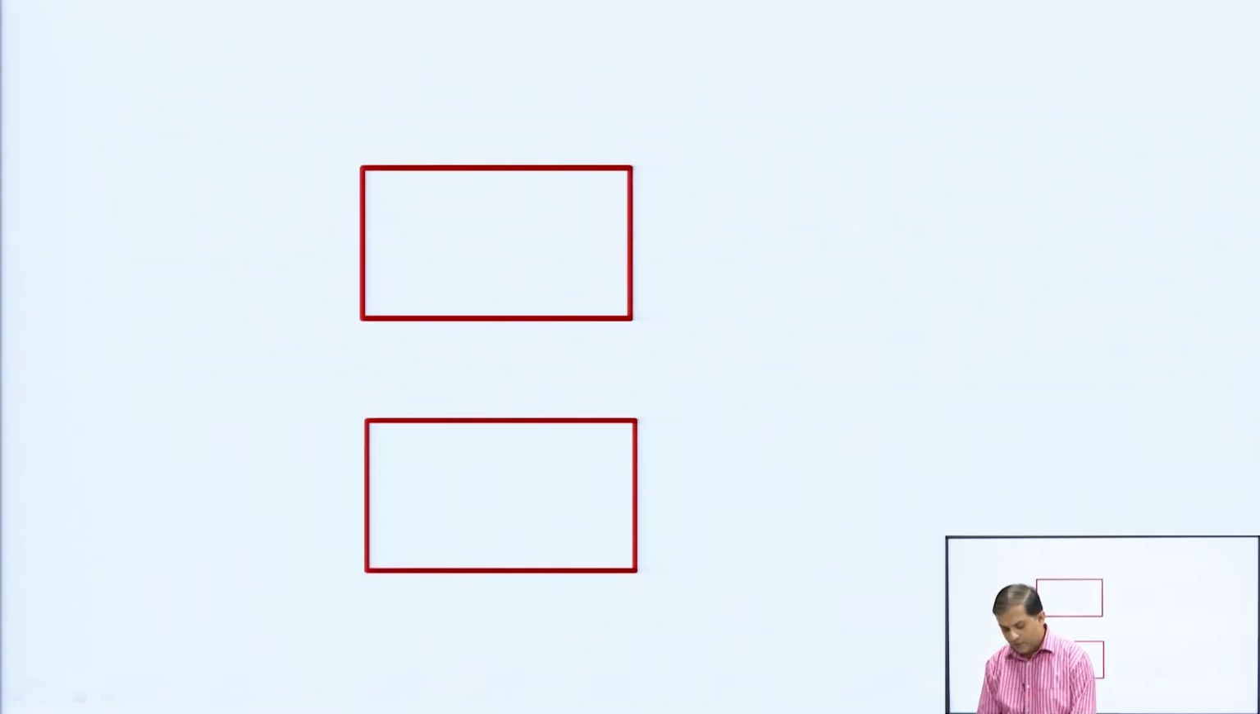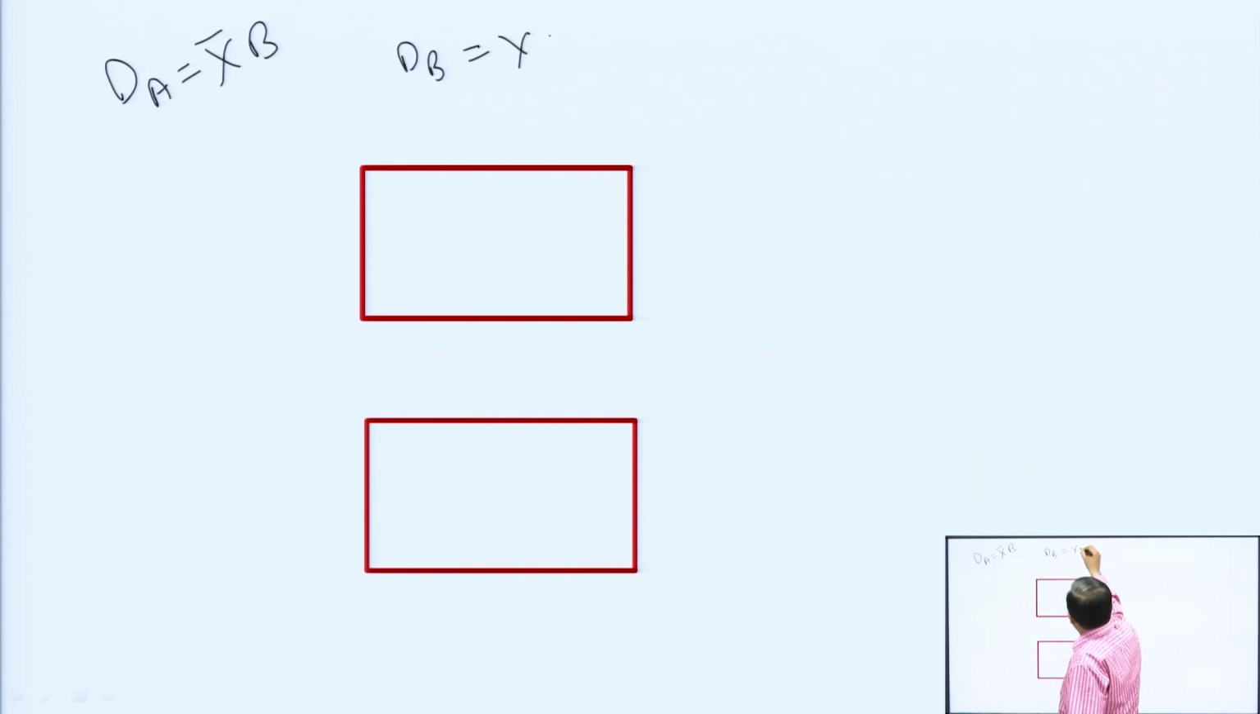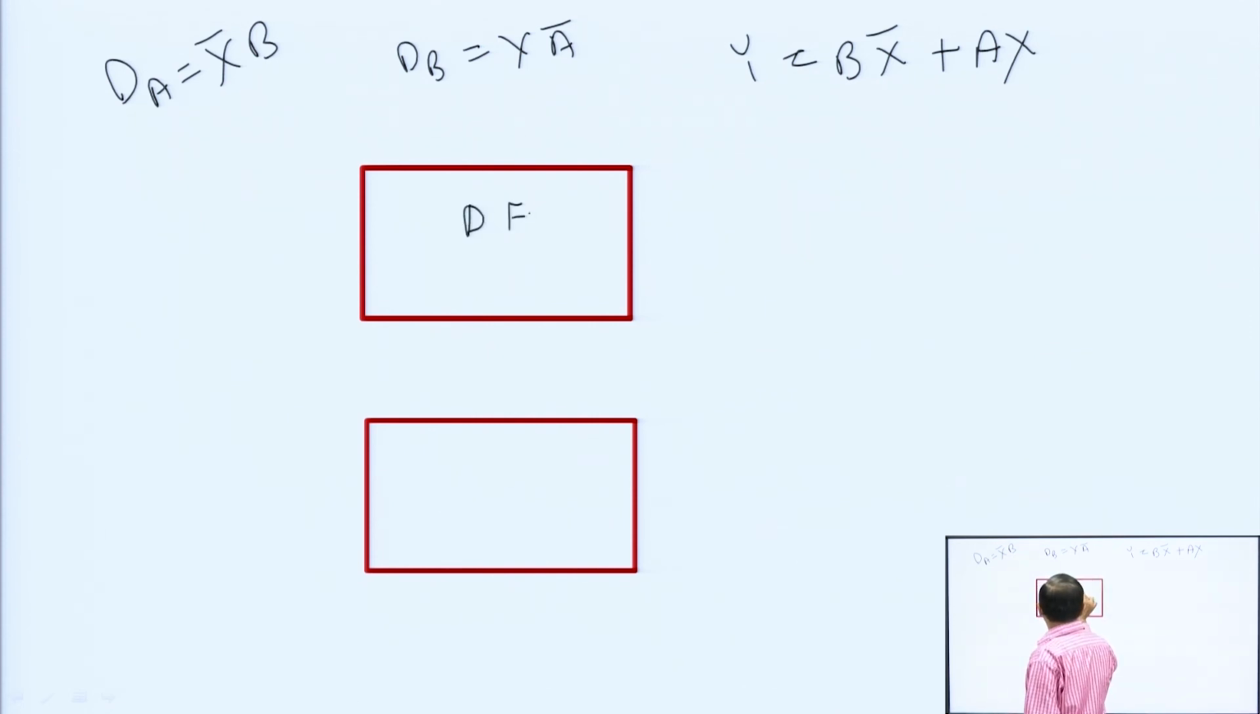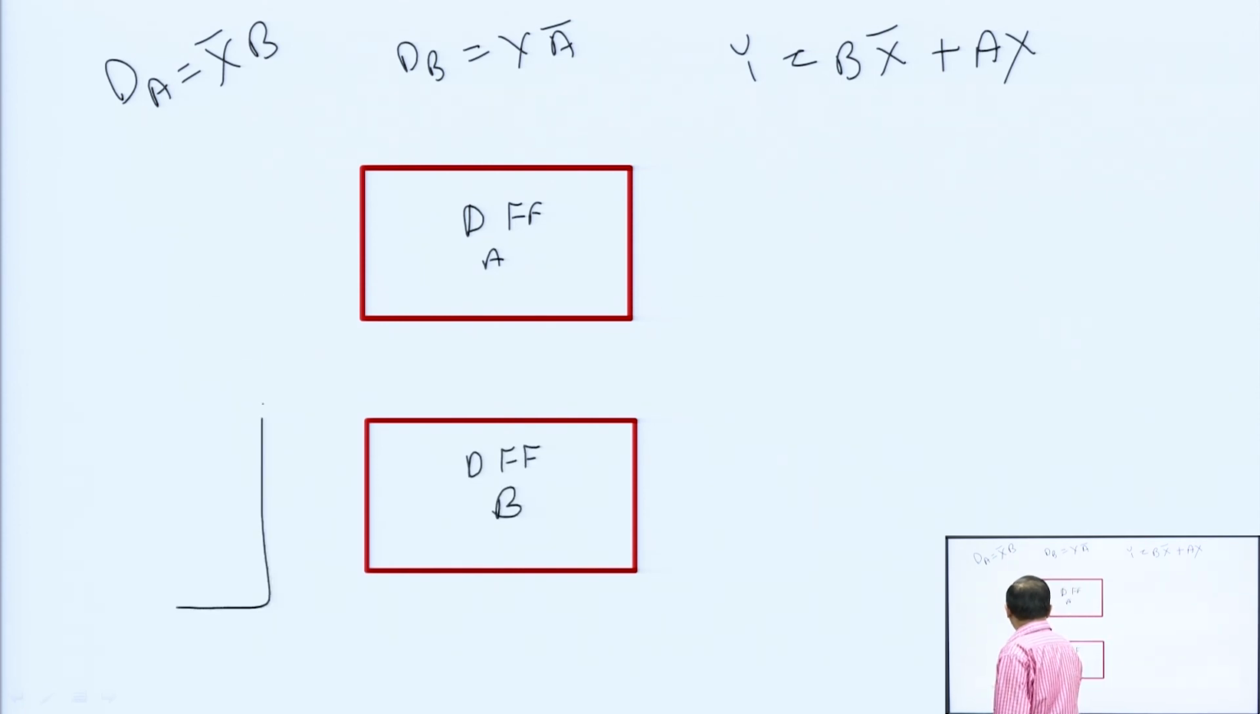So, we have got all three equations. Again we are rewriting them: dA will be x bar b, dB will be x a bar, and Y will be bx bar plus Ax. So nothing is left. As I have already told in the previous question, you will have D flip flop A and D flip flop B, with the same clock pulse given, a synchronous clock.